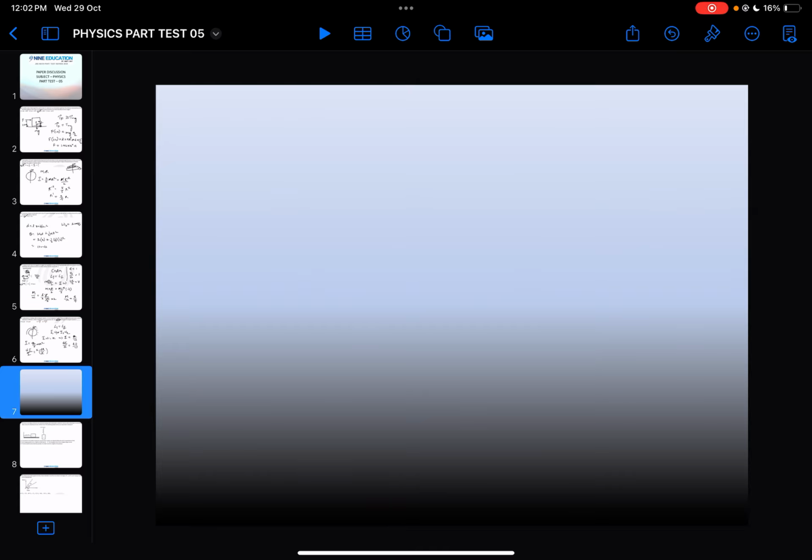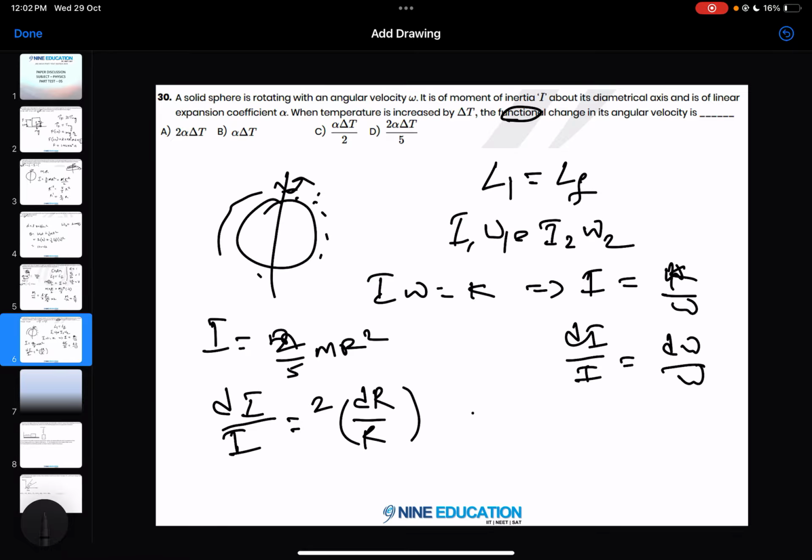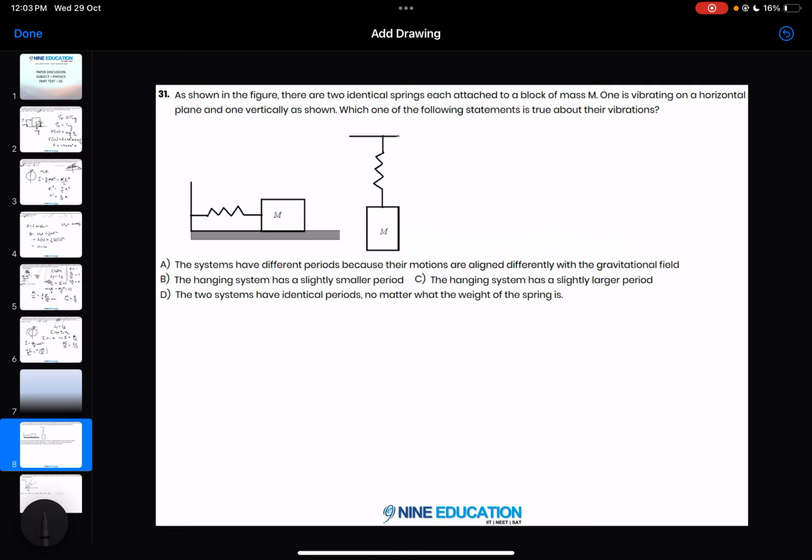So we need to find dr by r. Now if it is heated, it is simply r alpha delta t. So dr by r will be alpha delta t. So dI by I will be 2 alpha delta t, which is equal to d omega by omega. That gives us option A. Now they are asking, will time period change or will it remain same?